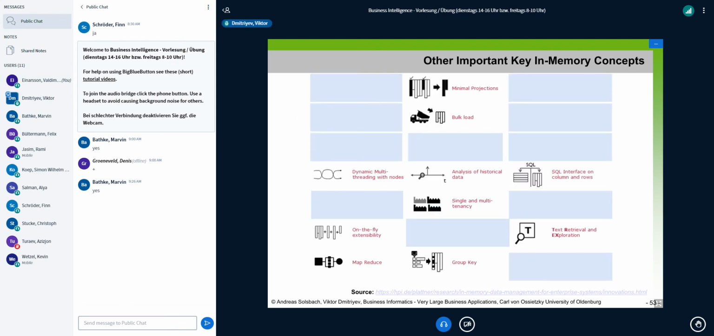So there's also some other generic stuff left, but it's not fully relevant for in-memory databases. I just wanted to mention a couple of them to you. For instance, this one: on-the-fly extensibility. When we are using SQL, we're speaking about the data manipulation language, DML. There is also a part of SQL that deals with the DDL, that changes the structure of the table.